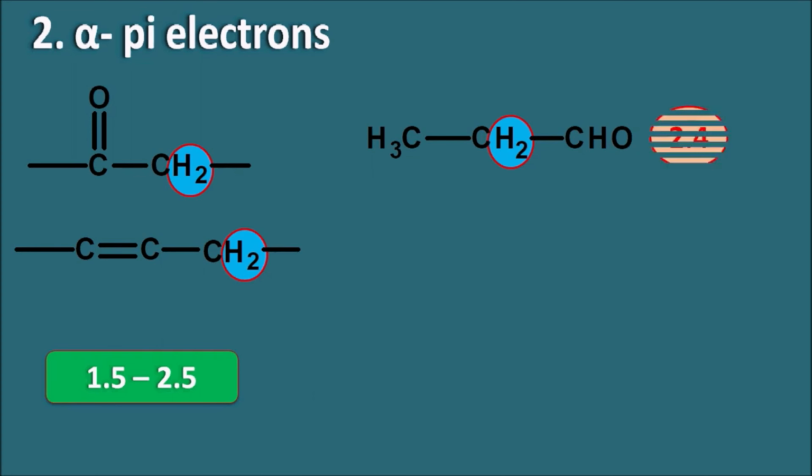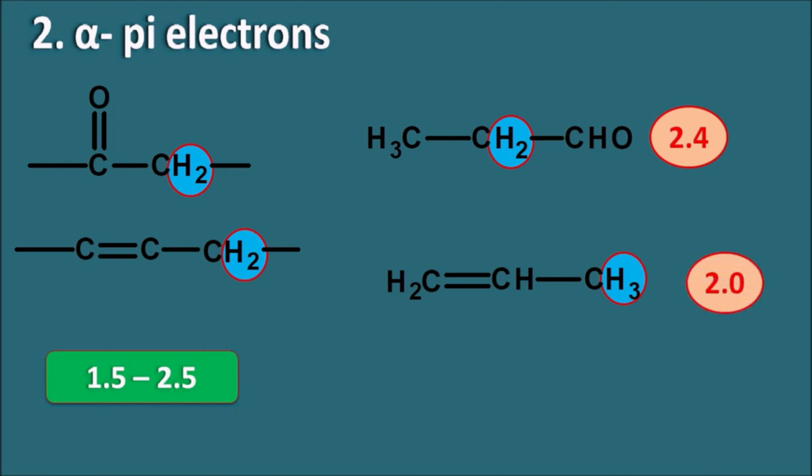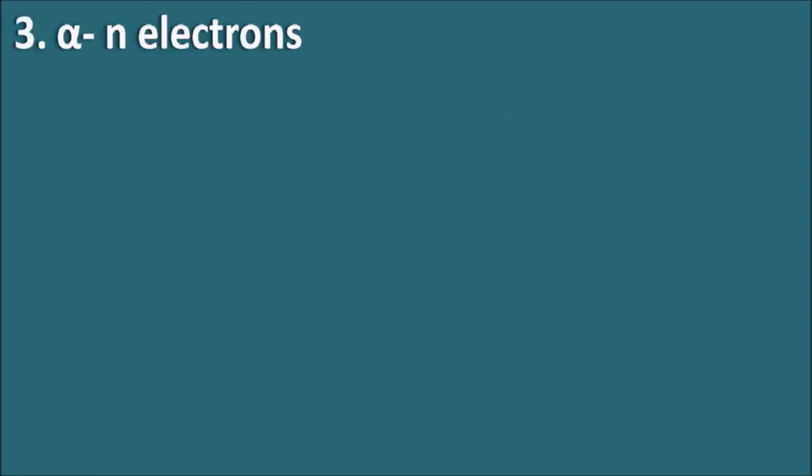In propanal, we can see an approximate value of 2.4 ppm for these methylene protons. Similarly, if you take propene, here again these methyl protons are going to fall at around 2.0. So these protons fall within 1.5 to 2.5 when they have adjacent pi electrons. We can remember this as the protons attached to an alpha keto group as well as allylic protons. So allylic protons as well as alpha keto protons will fall in a range of 1.5 to 2.5. And the third one is the alpha n electrons. Let us take one example here.